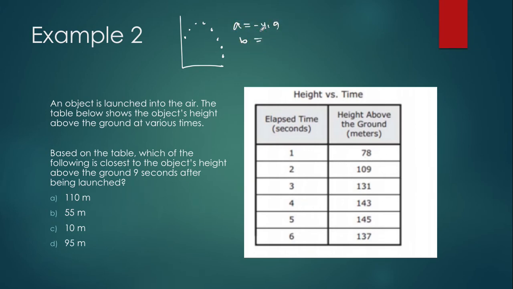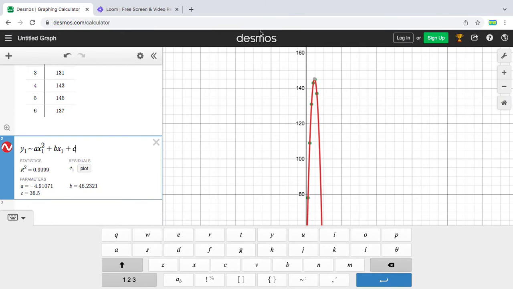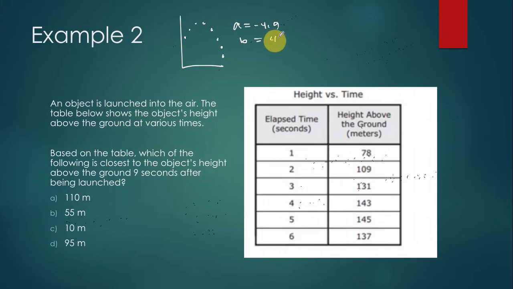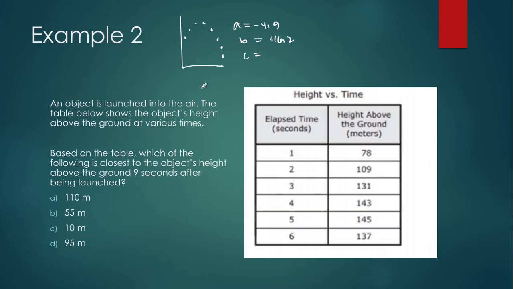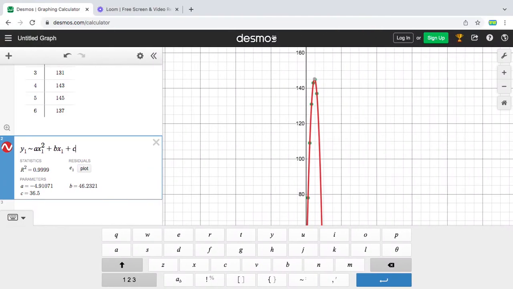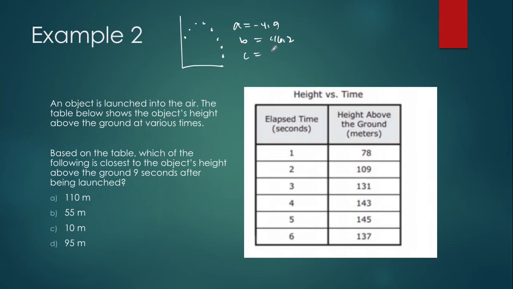Our B value, 46.2. And I usually just kind of round to the nearest tenth place. You want to be as accurate as possible, so honestly, probably rounding is not the best idea. And C, 36.5. So let me write my equation. Y equals negative 4.9 x squared plus 46.2x plus 36.5, right? I put the A, the B, and the C in their respective spots.